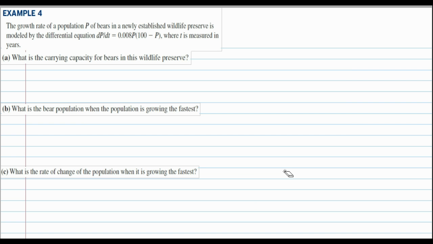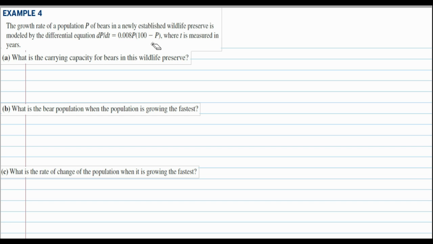So example 4 says the growth rate of a population P of bears in a newly established wildlife preserve is modeled by the differential equation dP/dt equals 0.008P times (100 minus P). So you can see that we are dealing with logistic growth. The rate of growth will approach 0, where t is measured in years.